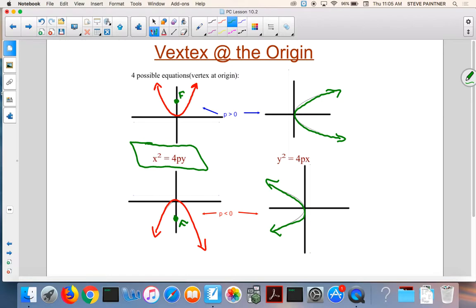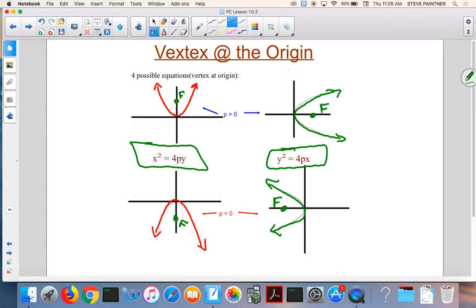Now, this is vertex at the origin. It's a really simple formula. X squared equals 4 times p times y. Once your parabola points right or left, you're going to get what? The other formula. That would be a y squared equation. Y squared, if it points right, that means the focus is on the right of the vertex. If it points left, that means the focus is on the left of the vertex. Okay?